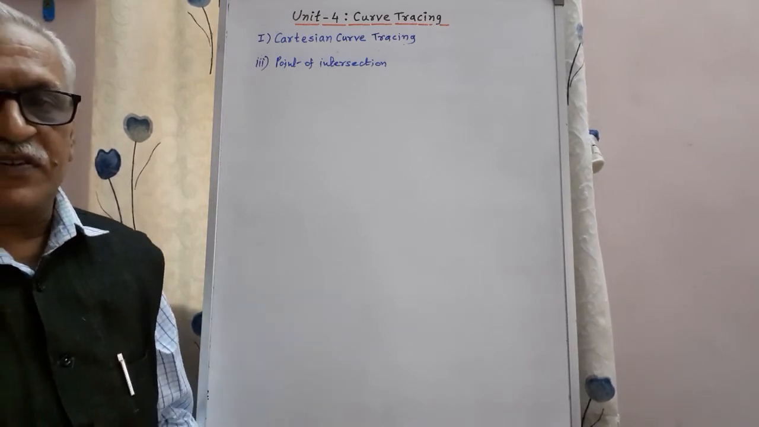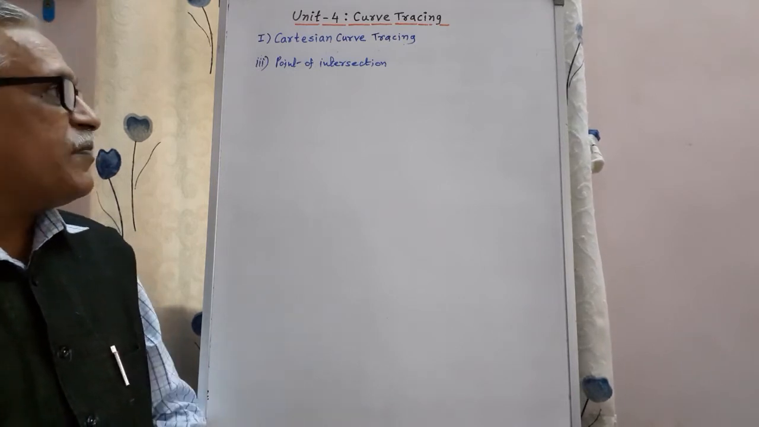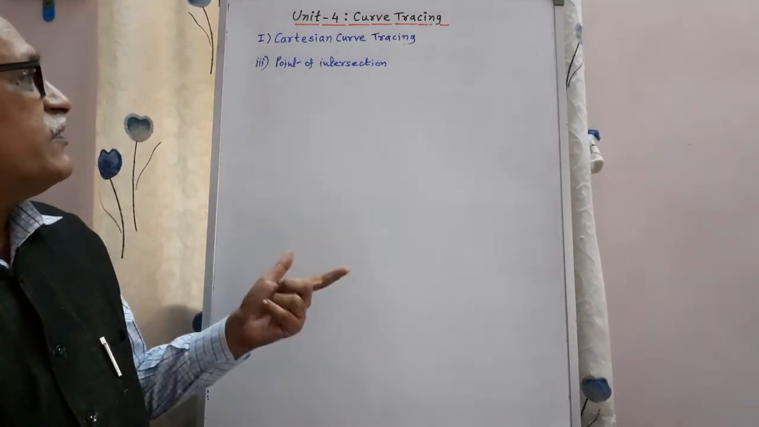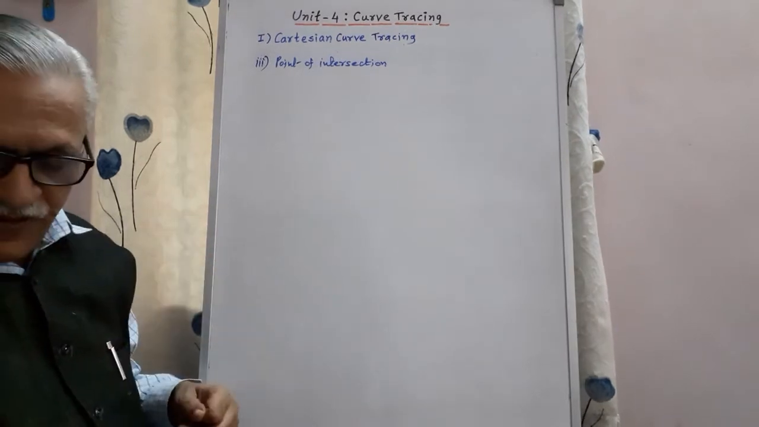In the previous part, I have discussed the first 2 points, whether the curve passes through the origin or not, and symmetry. The remaining 3 points I will discuss in this video. Point number three, point of intersection.